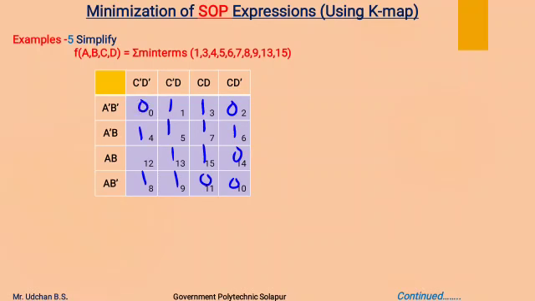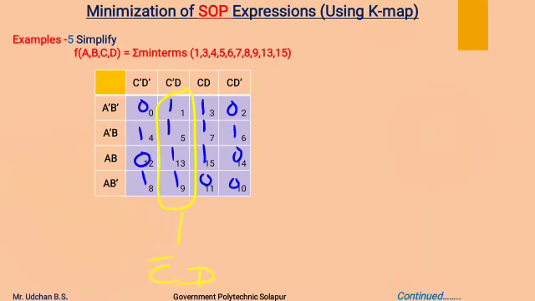Now after this we will find, here 10 is remaining. After this we will find an octet if it is available over here. So for this we will not get any octet, so we will go for a quad. Now this one will be our first quad. For this we will get the equation as C bar D.